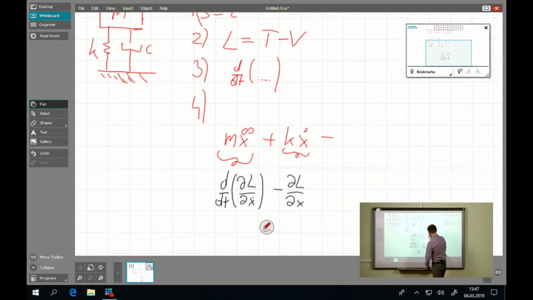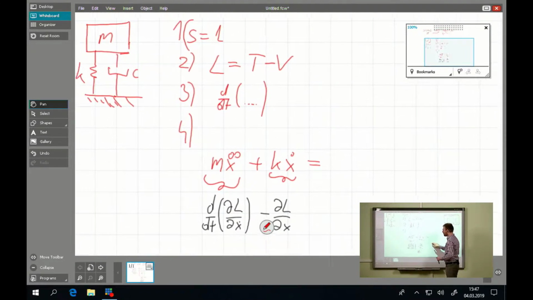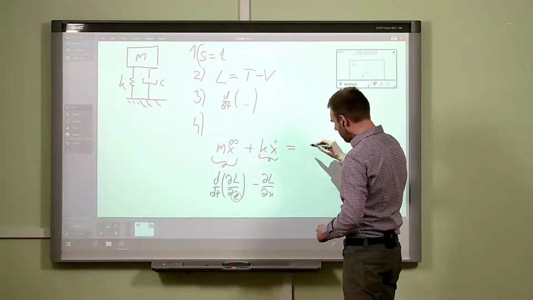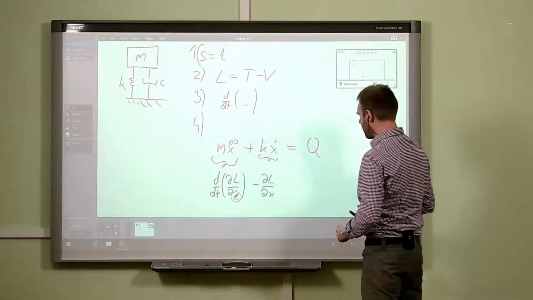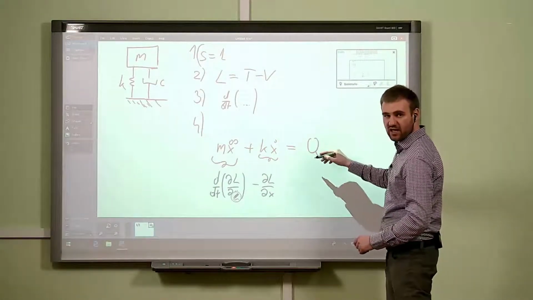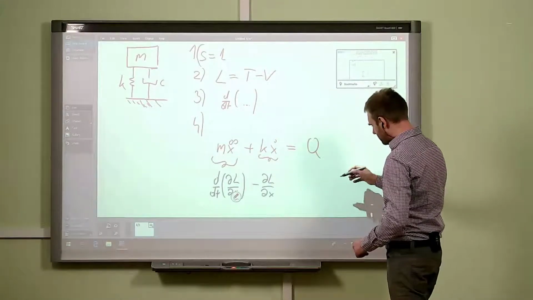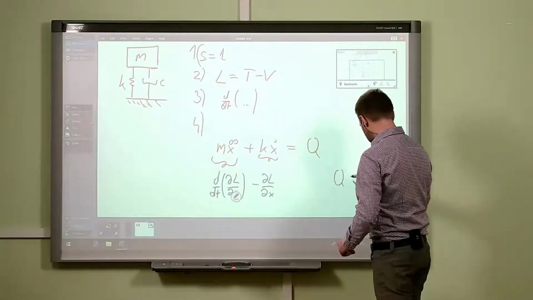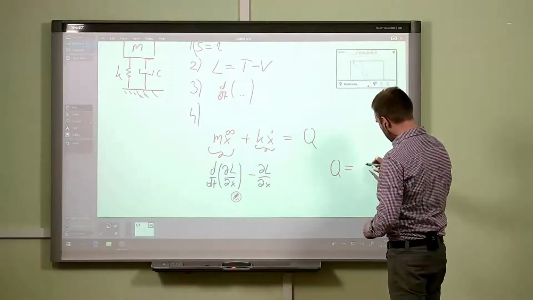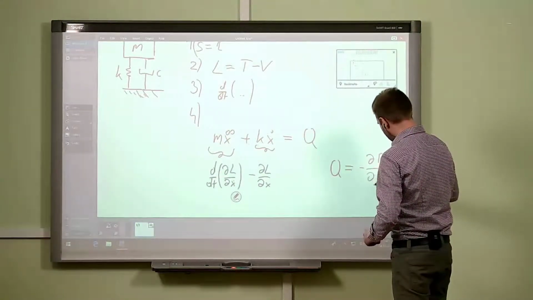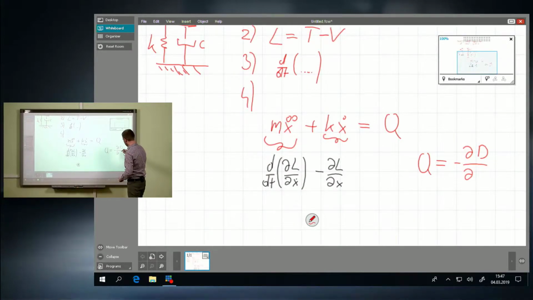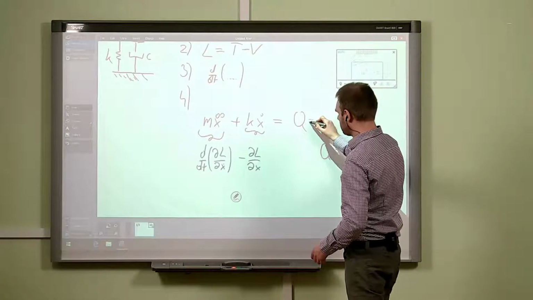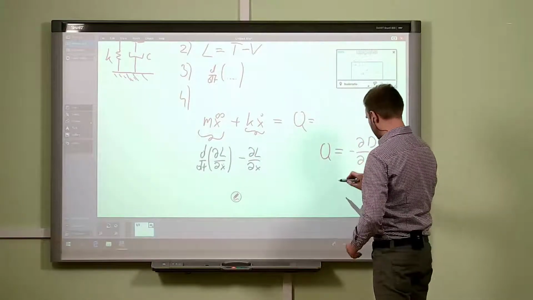Okay, and last time it was equal to 0, but if we have the damper, we know that it's possible to take into account that thing by the generalized forces. And also last time we stated that the Q can be expressed by the partial derivative of the dissipative potential with respect to x dot, where x dot is our generalized velocity. Okay, and if we want to find that Q for our case, we have to find the value of D.